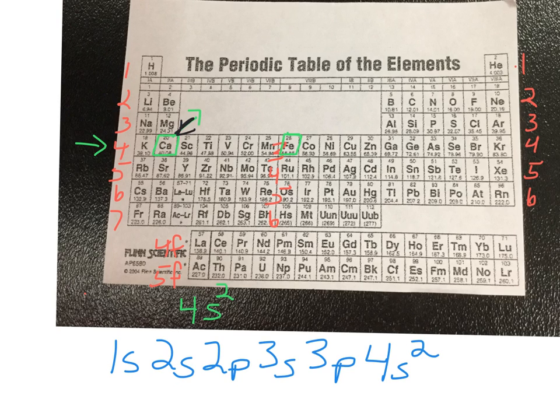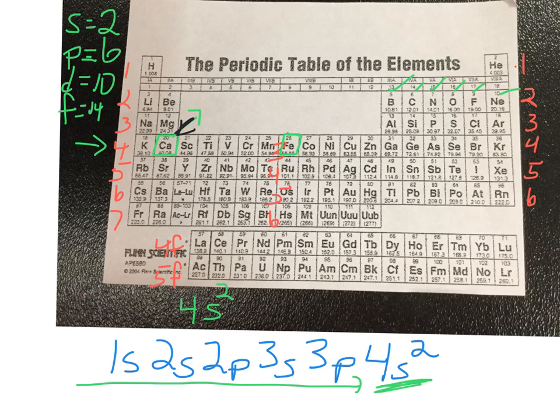Now, quick side note. For every S, you have 2 to have a full shell. For every P, and how do I know that? Remember each square that I have: 1, 2, 3, 4, 5, 6. I have 6 possible in my P area. For D, I have up to 10, and for F, I have up to 14. So to get to this part, everything else is going to be a filled shell.